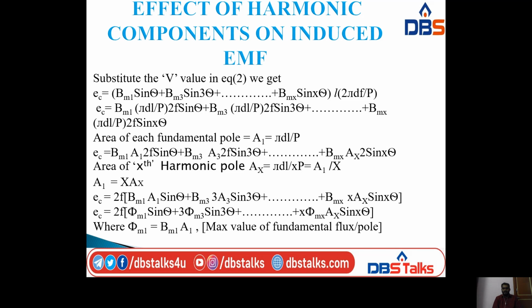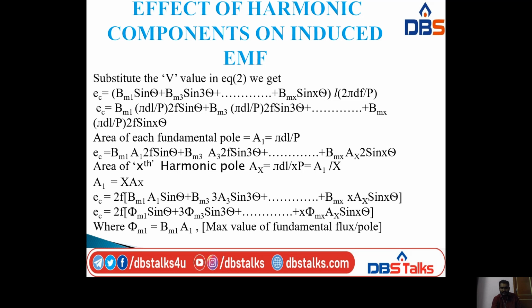So here I am taking the ef as common factor, that is ef of bm1 a1 sin theta plus bm3 into 3 into a3 sin 3 theta plus and so on, plus bmx into x into ax into sin x theta. So from these I am writing ec is equal to 2f of, you know that phi m1 is equal to bm1 into a1. Here substituting in place of bm1 a1 phi m1, so we will have phi m1 into sin theta plus 3 into phi m3 into sin 3 theta plus and so on, plus x into phi mx into ax into sin x theta. Where phi m1 is equal to bm1 a1, this is the maximum value of fundamental flux per pole.